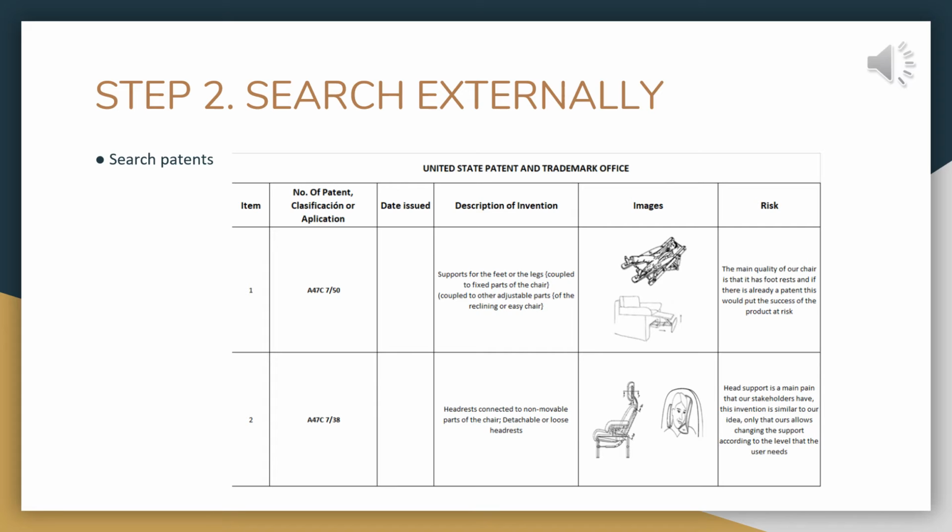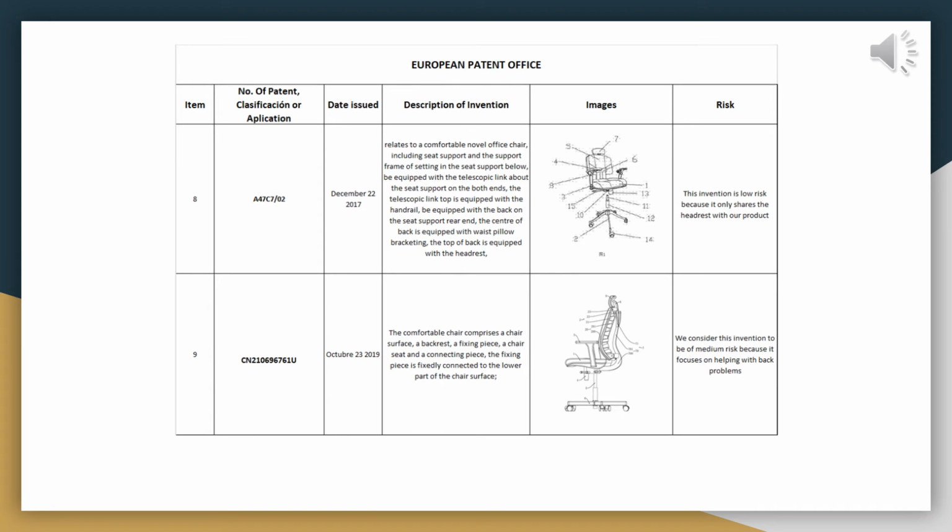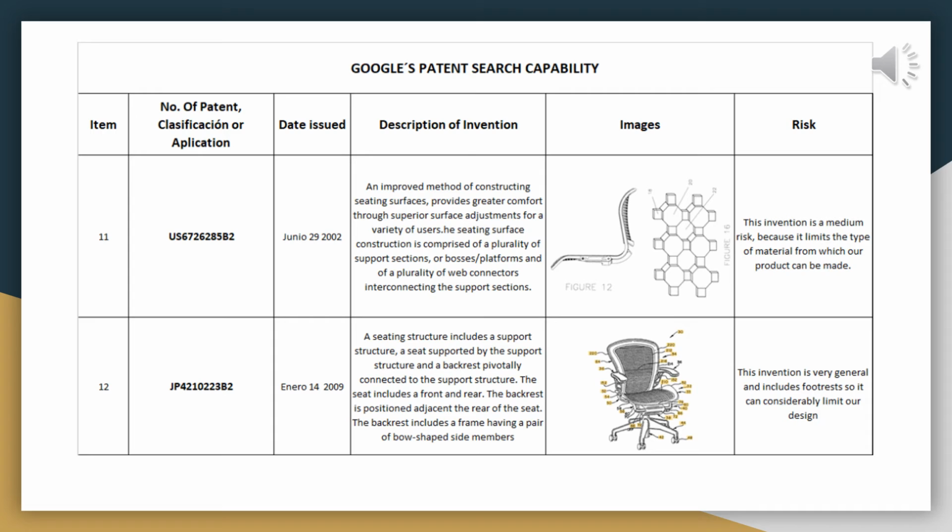In step 2, we made the search externally. The first step was to search patents, and we started with the United States Patent and Trademark Office. Then we looked in the European Patent Office. And finally, we looked in Google Patents, and we found some ideas for our design.